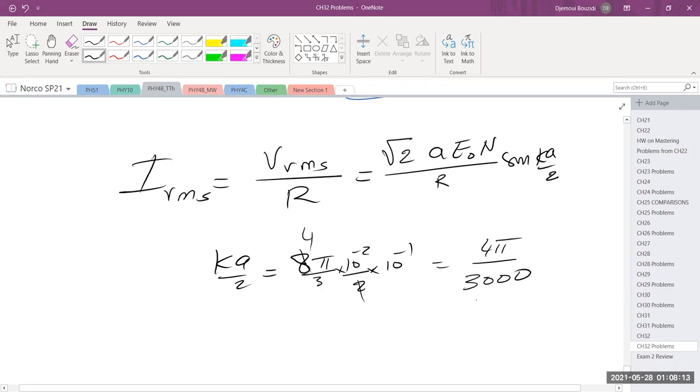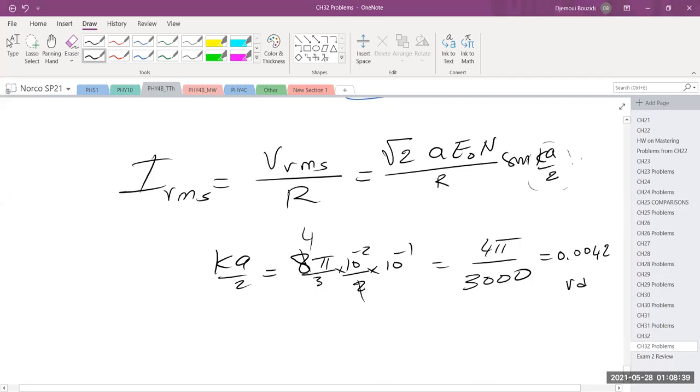My point being in here is this KA over 2 is a tiny number. As a matter of fact, if you do 4 pi divided by 3,000, the answer is 0.00418 radians, or 0.242 degrees. So this is a very, very small angle in radians.